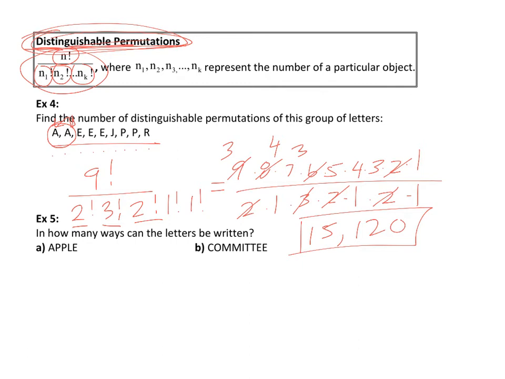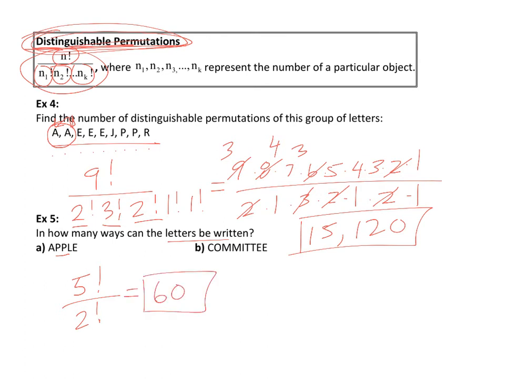All right, example 5, in how many ways can the letters be written? Same approach here. This is distinguishable permutations. It says how many ways can the letters be written. All right, so we're going to use 5 factorial here over, now how many p's do I see? There's 2 p's. So there's a repetition of 2. All right, so I end up with 60.